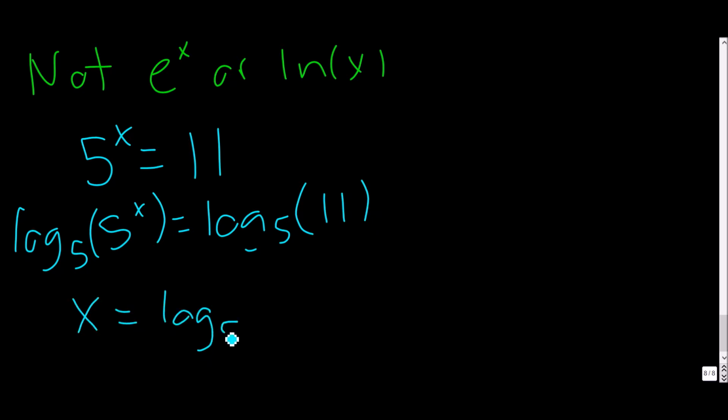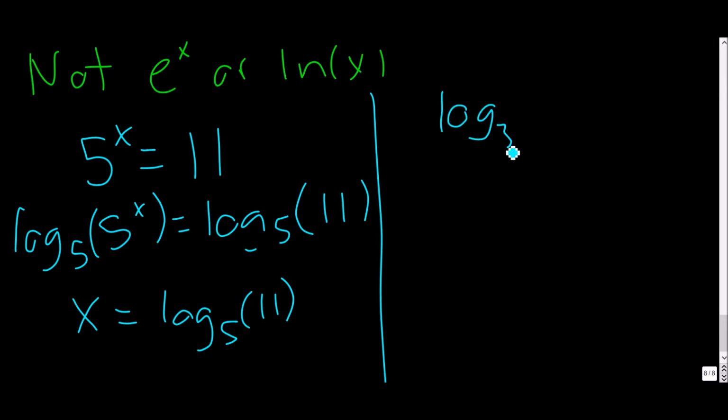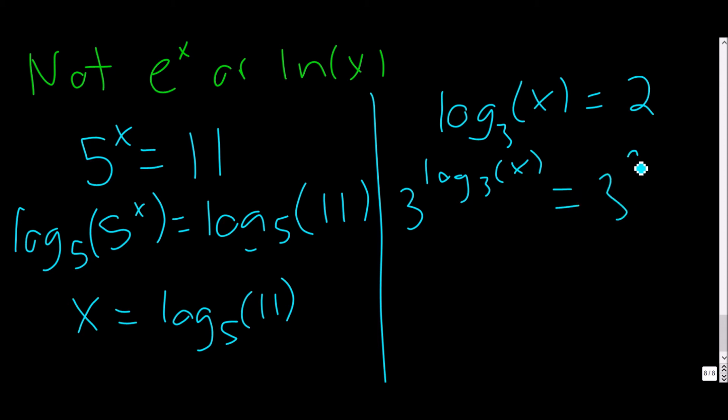And likewise, if you had the log base 3 of x equals 2, we could take 3 to each side, so you get 3 to the log base 3 of x equals 3 squared, and this would just become x equals 9. We can work with these if it's not e or natural log. They work the same way, except we're just using logs and things of different bases.